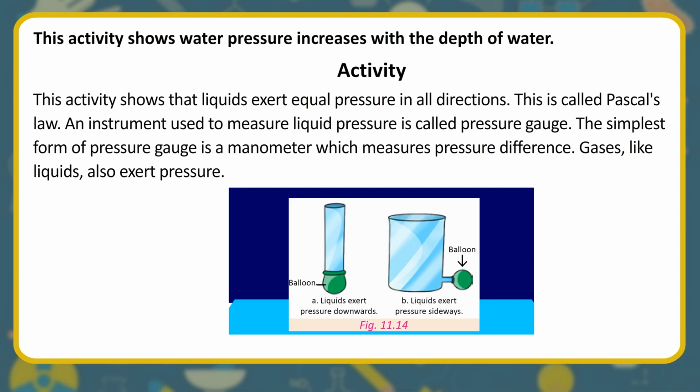An instrument used to measure liquid pressure is called a pressure gauge. The simplest form of pressure gauge is a manometer, which measures pressure difference. Gases, like liquids, also exert pressure.